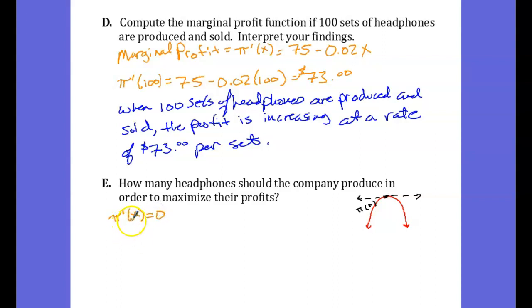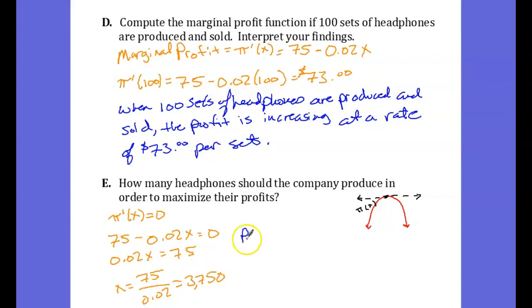Well, the derivative of the profit function we have already found. That was marginal profit. So we can do 75 minus 0.02x equals 0. And so that means that 0.02x will be equal to 75, and x will be 75 divided by 0.02, and that's going to give us 3,750. So we can say that profit is maximized where pi prime of x is equal to 0.